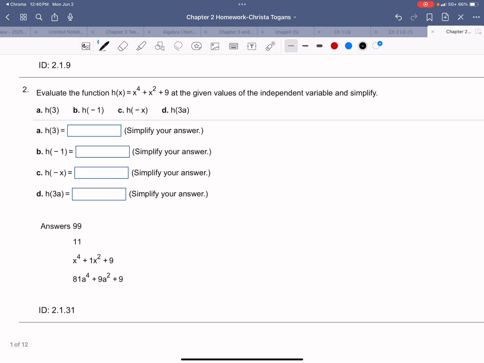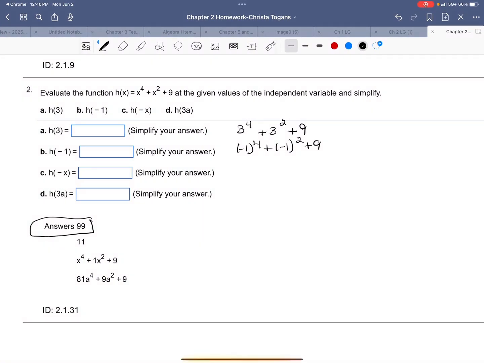But for number 2, to plug in h of 3, we would do 3 to the 4th plus 3 to the 2nd plus 9, and the result you see down here is 99. So I'm just showing you how to get there. The next one would be -1 to the 4th plus -1 to the 2nd plus 9, and you see the result. And then when we plug in -x, we have -x to the 4th plus -x squared plus 9, and you know that results in, you don't have to put the 1 there either, I don't think. You put that in for the homework.